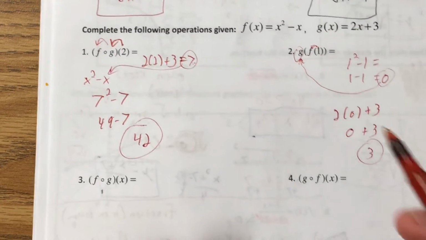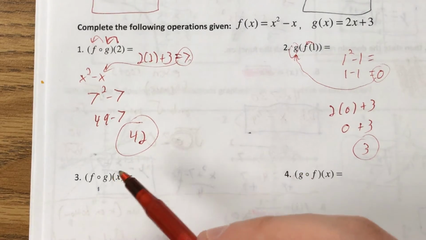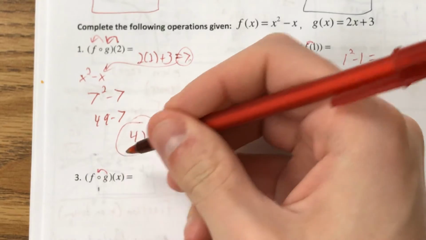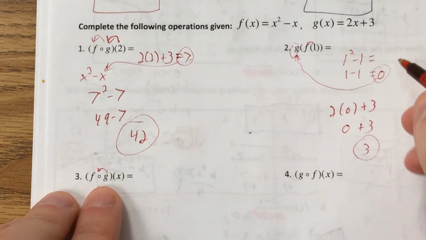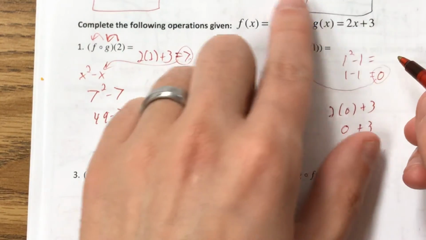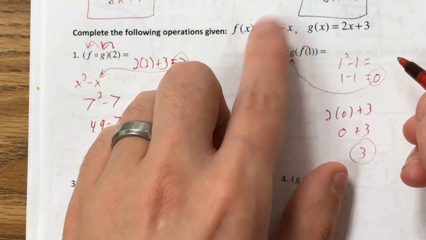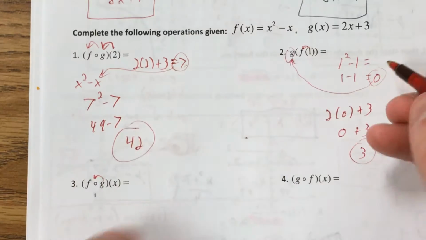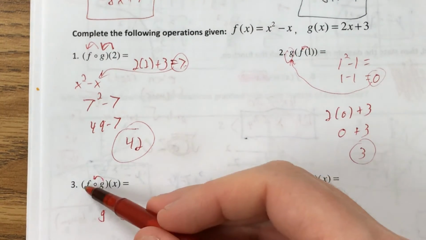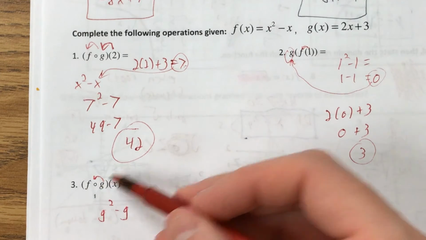Okay, next up, going back to the actual functions, there's no x anymore. You're still taking g and putting it in where f is. So g is going inside of f. So it's going to be g squared minus g. Right? In f, instead of x, you put g.